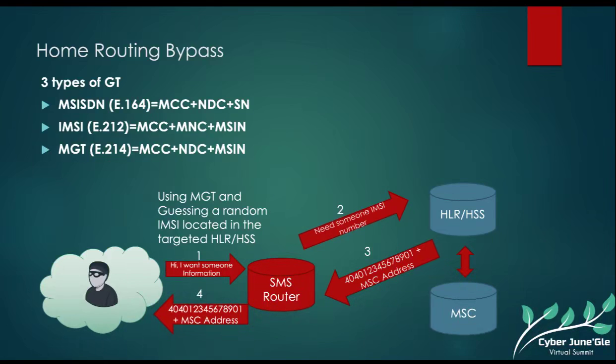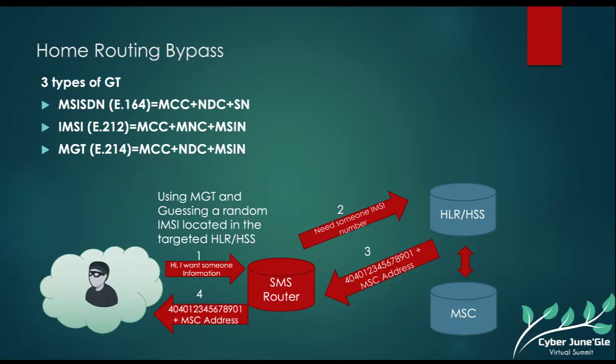IMSI consists of MCC, mobile country code, MNC or mobile network code, which indicates your mobile operator code, okay, and MSIN, which is a unique number. MGT consists of MCC, mobile country code, NDC, and MSIN. As you can see, a hacker can abuse the MGT number and a valid random IMSI number to request other information related to the targeted mobile number or MSISDN and its real IMSI.